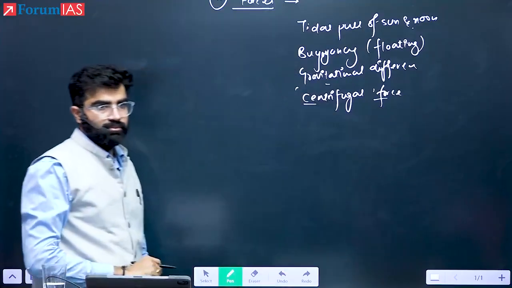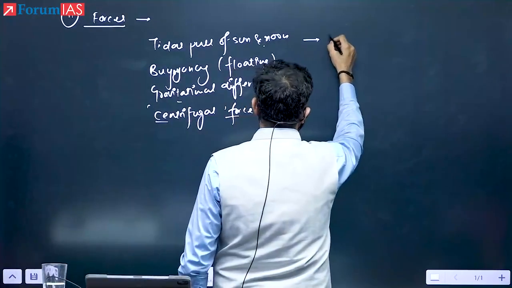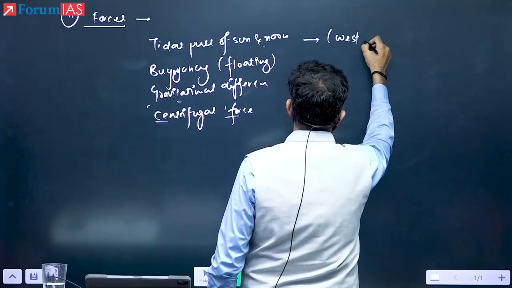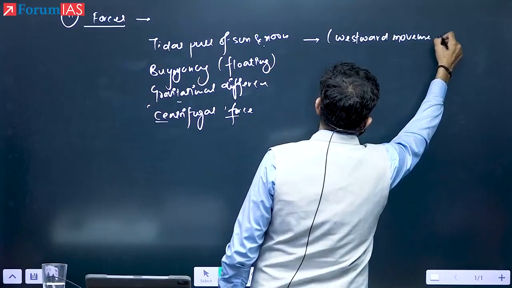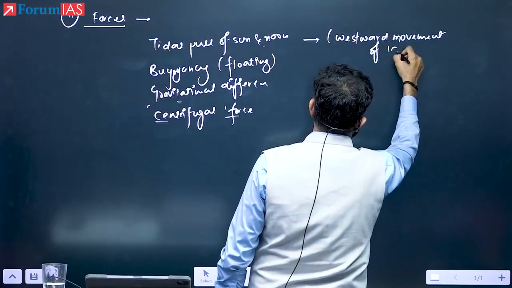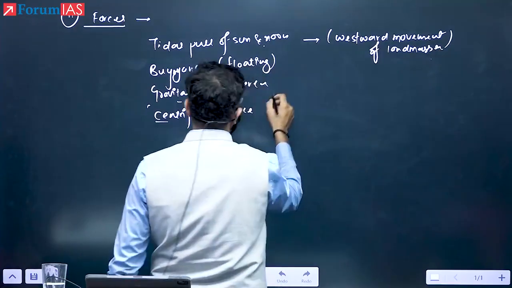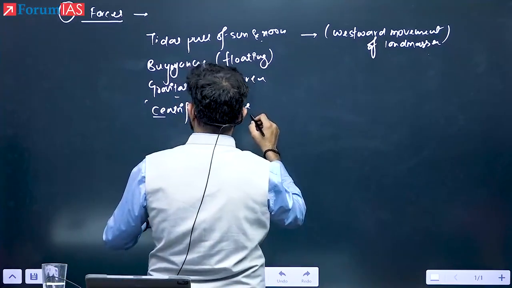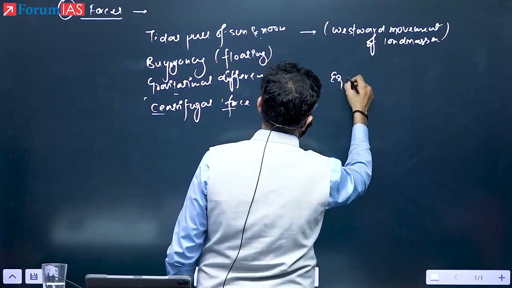Okay, centrifugal force. Now see here, he considered that this would be responsible for the westward movement of the land masses. And he considered that the gravitational pull would be responsible for equatorward movement.